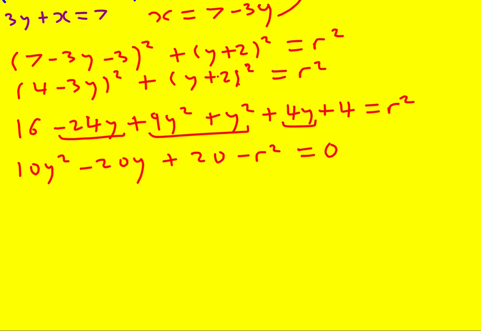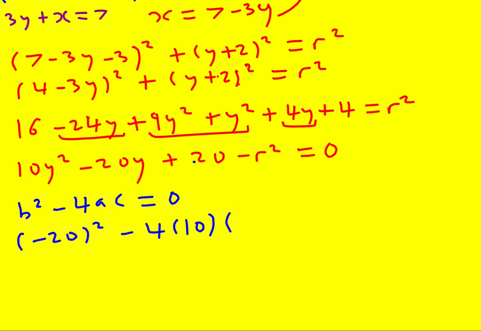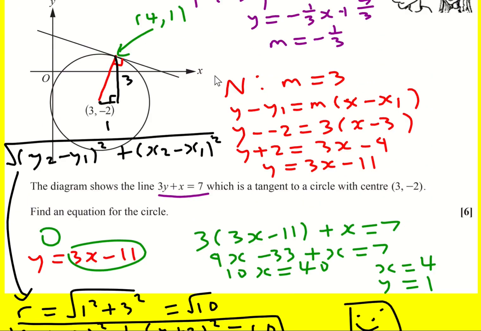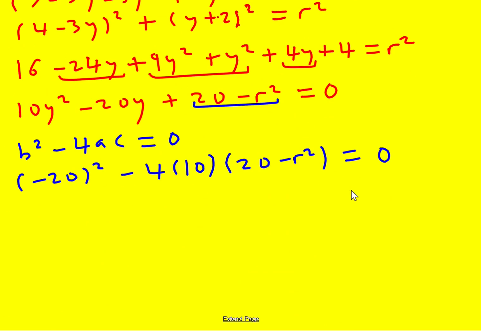And now we use this fact that b squared minus 4ac must equal 0. Because that's going to mean that minus 20 squared minus 4 times 10 times c. Now c is this entire bit here, 20 minus r squared. That is equal to 0. And we've gone to having an equation in r squared. Now, there are similar levels of difficulty, aren't there? I'm not saying this way is easier or harder, it's just different. But being aware of both is useful, I think. Being able to tackle problems in different ways and have an understanding of both.